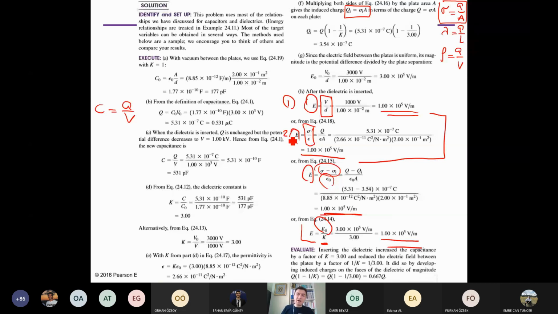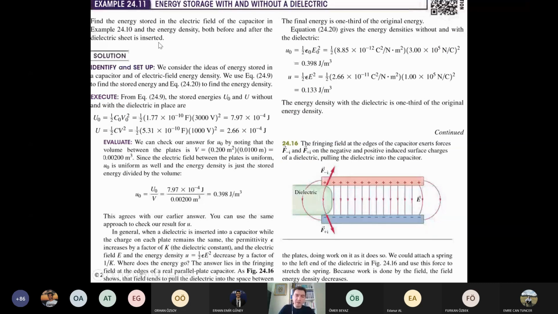I hope it is clear. Let me continue with another example. Energy storage with and without a dielectric material. Find the energy stored in the electric field of the capacitor in example 24.10, we are talking about this example, and the energy density both before and after the dielectric sheet is inserted.